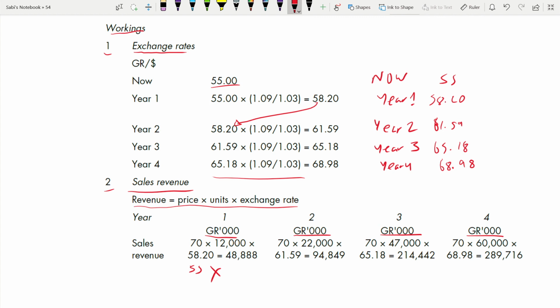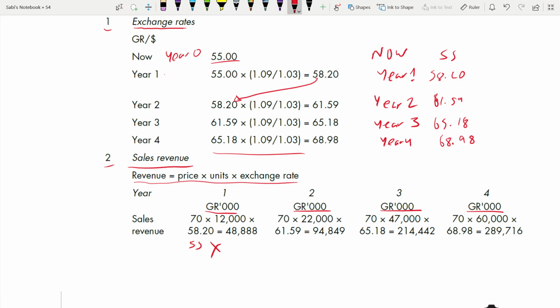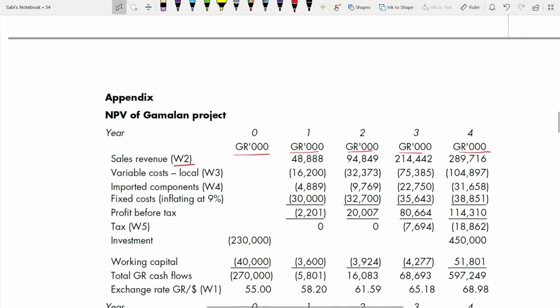Check the year. Very important. Under which year you are putting the number. This is year 1. This is year 0. This is a very common mistake which most of you make. That's why I'm informing you again and again. I'm showing you this mistake. Check the year's exchange rate. Year 1 has to go for year 1. 58.2, 61.59, 65.18, 68.98. And then you get this amount, which will already go to your main table. Shall I now go and check sales revenue?